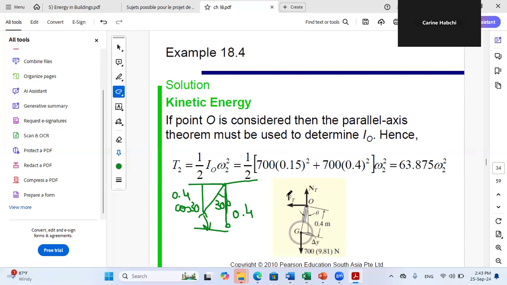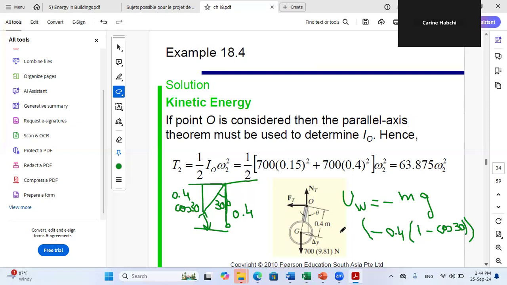So I can say that the work of the weight is equal to minus mg times delta y, which is negative, times minus 0.4 times 1 minus cosine 30. Clear? So this is how I can calculate the work of my weight.